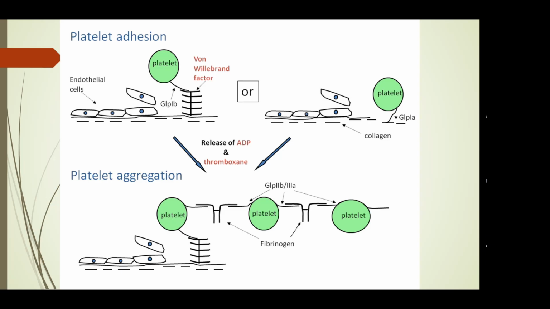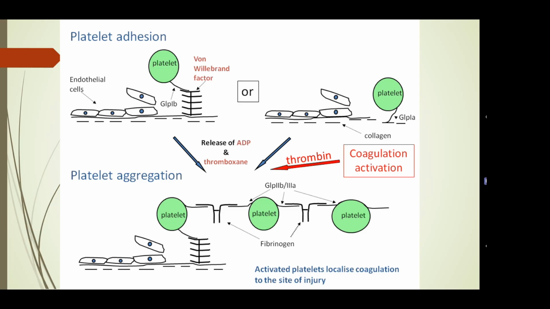So activated platelets localize coagulation to the site of injury. This aggregation is localized at the site where the injury occurs. And that brings to an end the mechanism of primary hemostasis, from vasoconstriction to platelet adhesion to platelet aggregation.